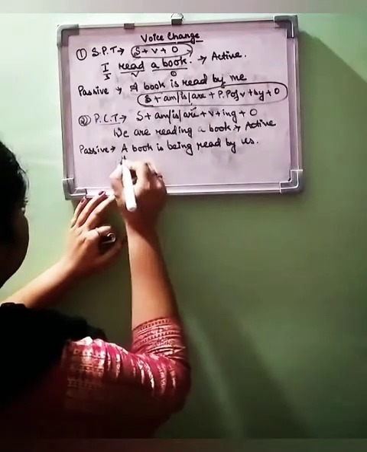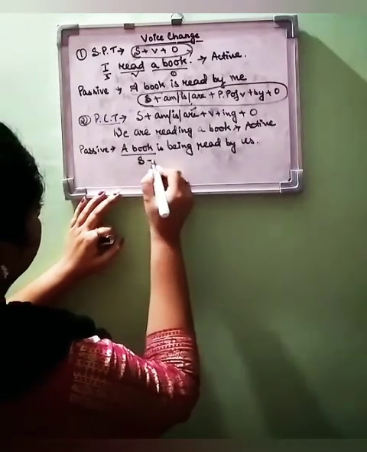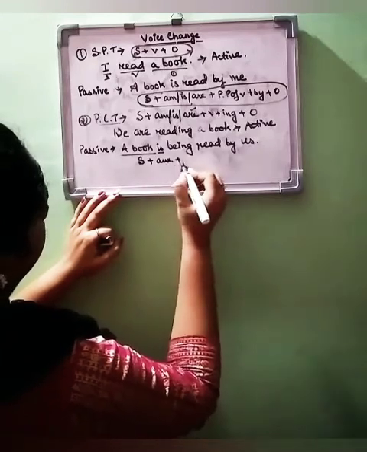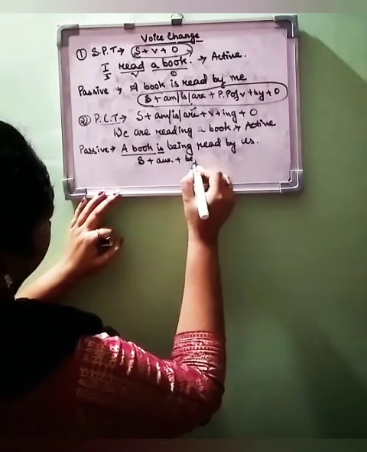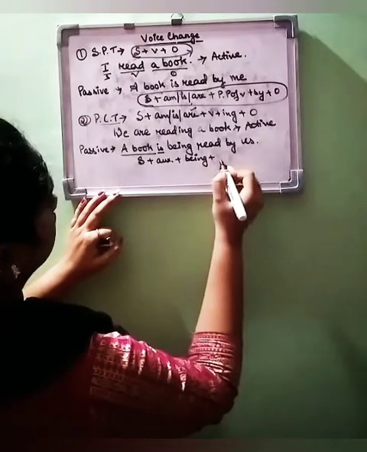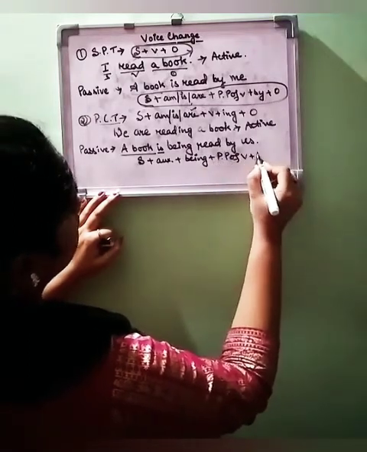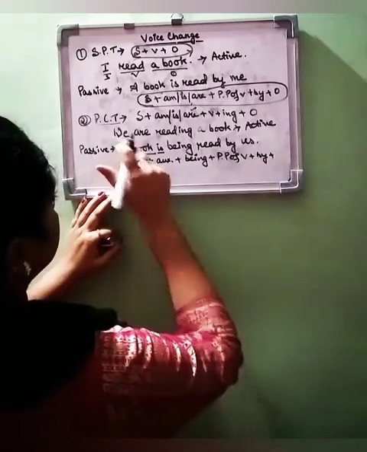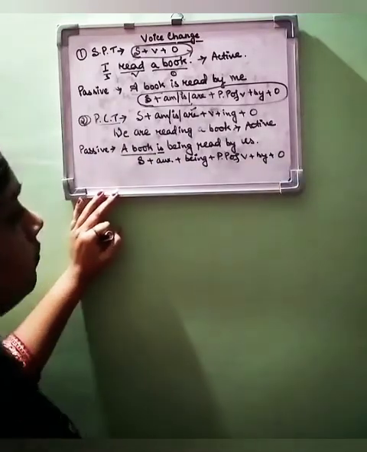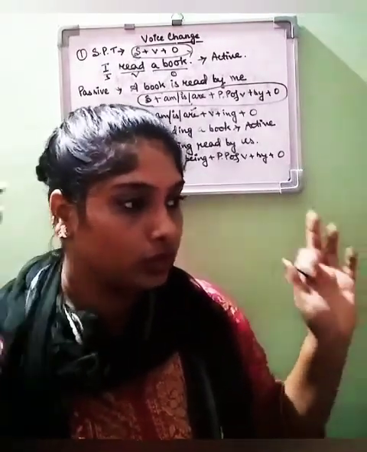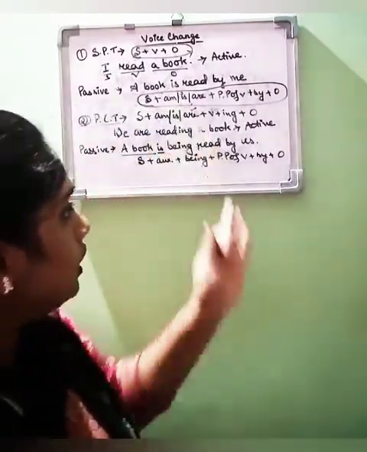Now let's see what it is. This is subject plus auxiliary plus being plus past participle of verb plus by plus object. You can write this, okay? I forgot to tell you, you can stop at this very moment and write this.